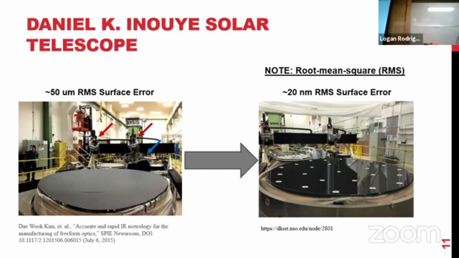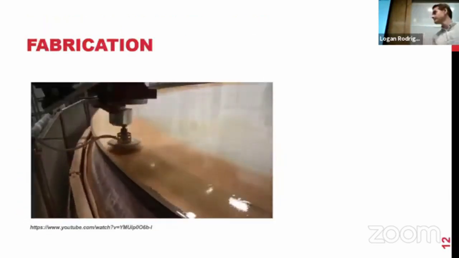We took that mirror down to 20 nanometers RMS surface error. That means that from the ideal off-axis parabola shape, we took a chunk of glass, we ground on it, we polished on it, and we got it down to 20 nanometers RMS surface error. I'll explain what that means in a second, but it's shockingly accurate.